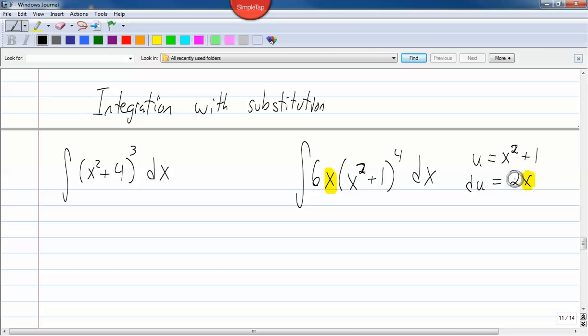So what's the reciprocal of 2? 1/2. You already have a 6 right there, so I'm going to bring it out front. That's 6 over 1, so I brought it in. I'm going to bring it in front of the integral. Now, this du right here is present right there.